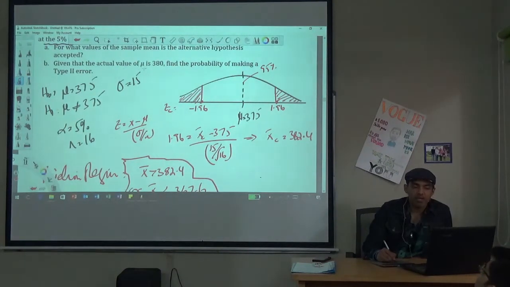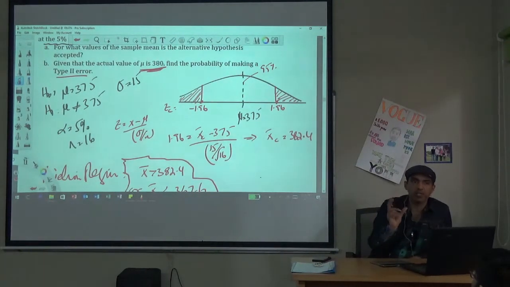Given that the actual value of the mean is 380, find the probability of making a type 2 error. So again, the very first thing we need to calculate a type 2 error is the actual value of the mean. Next, you need the acceptance region interval. And the third thing you need to do is map that acceptance region on the basis of the new mean value.